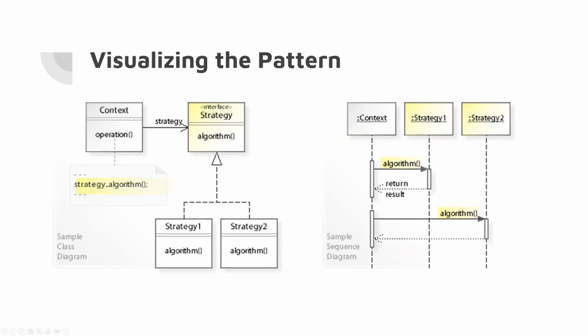Visualizing the pattern. This UML diagram presents a clear view of the strategy pattern structure. At its core, you'll notice the decoupling that was mentioned previously. The context, or main component, doesn't directly bind to any concrete strategy. It operates through the strategy interface, ensuring adaptability and flexibility.